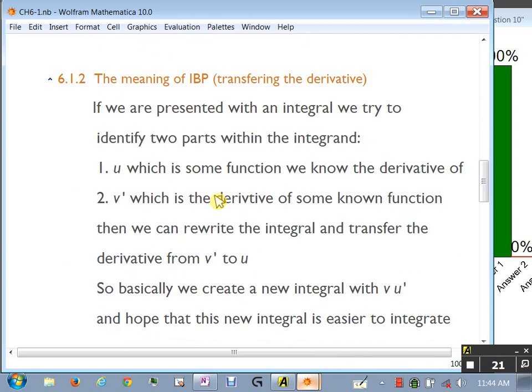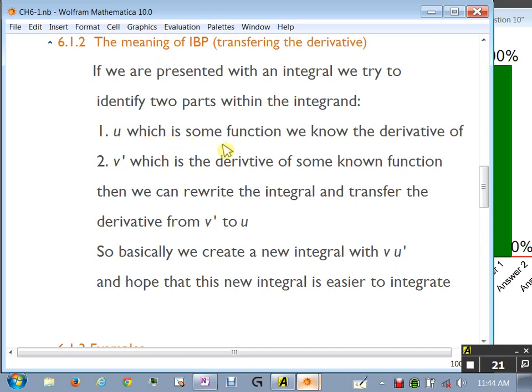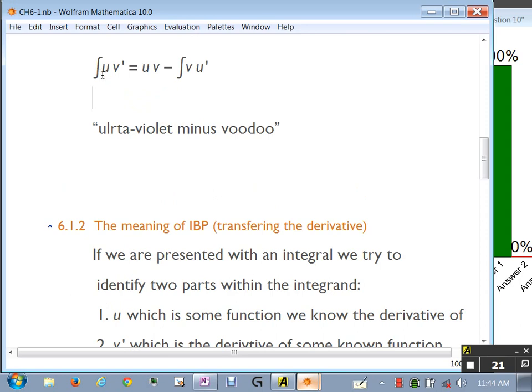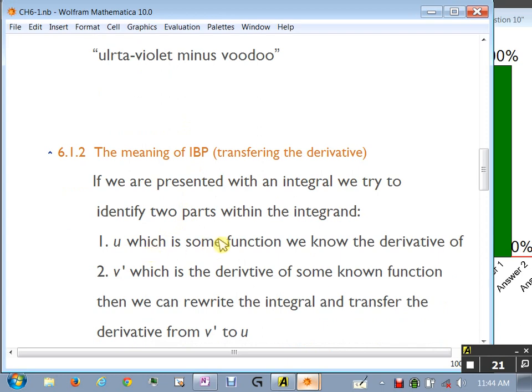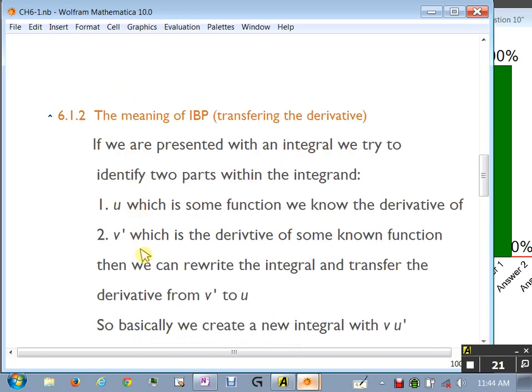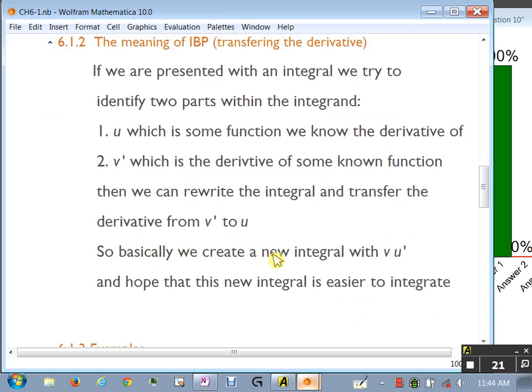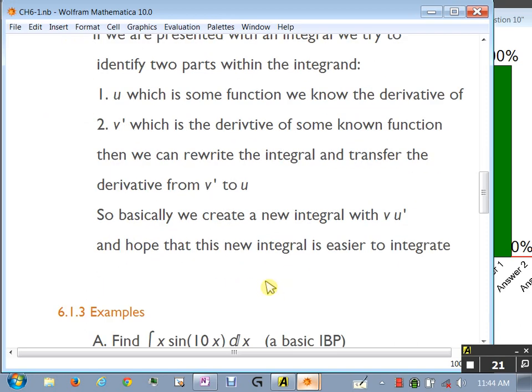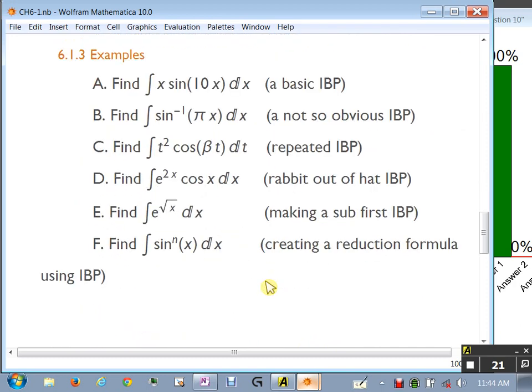So this is summarizing it. If we're presented with an integral, we try to identify two parts within the integral. U, which is some function that we know the derivative of, because remember, in the formula, whatever's here, over here, the derivative is going to appear, right? So whatever we choose for our u, we better know what the derivative of it is. And then we're going to choose a v prime, the other part, that we better know the antiderivative of, right? If we can do that, we're going to create this new integral, and hopefully it'll be easier to integrate.